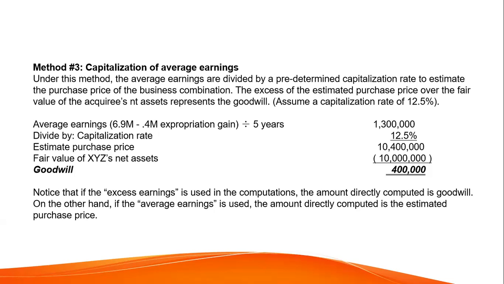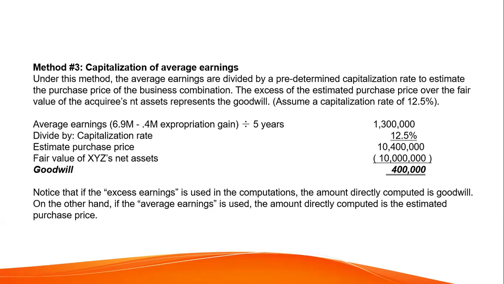Now, the difference between methods 3 and 2 is that in method number 2, we are capitalizing the average excess earnings. That's why the average excess earnings of 100,000 is the one that we capitalize. When we talk about capitalization, we are dividing an amount by the capitalization rate. So that's why in number 2, you got the amount of 400,000. What we capitalized was the average excess earnings.